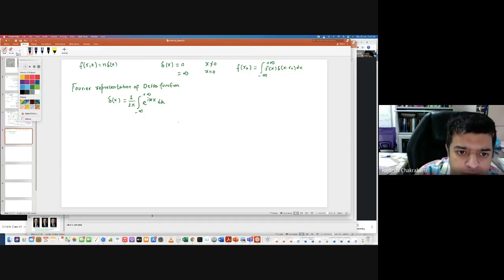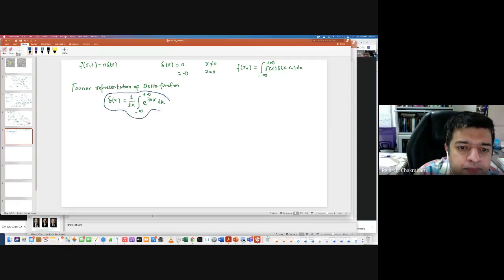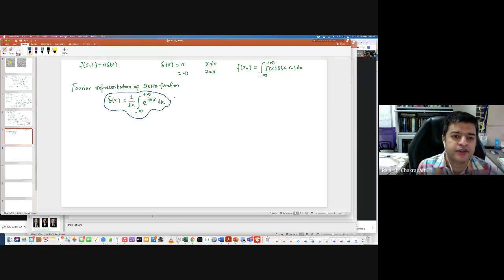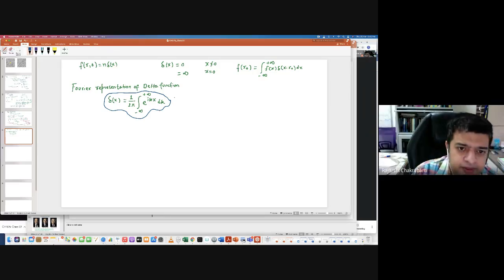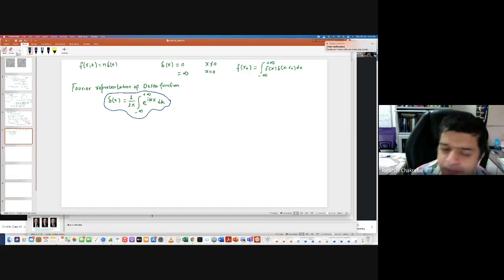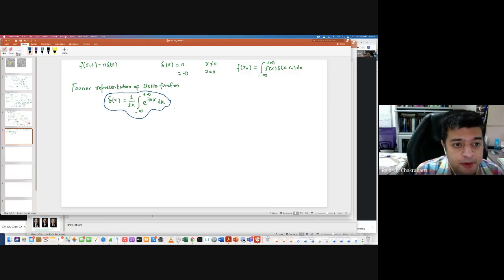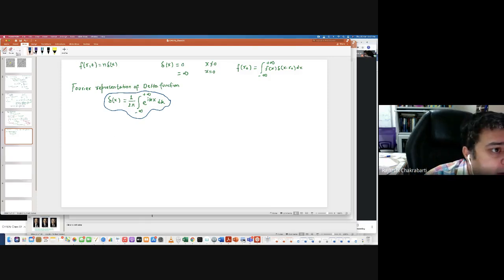How many of you knew about it in some other context? BA students, you had seen this? Nashit, yes, sir. Manish. So this is called the Fourier representation of a delta function. Okay, this is how it is. Now you will make use of this. This is very important. So if it is the Fourier representation of the delta function, we'll be using it later.